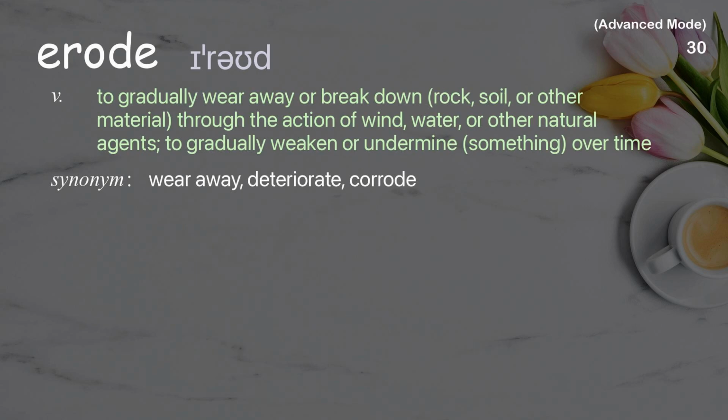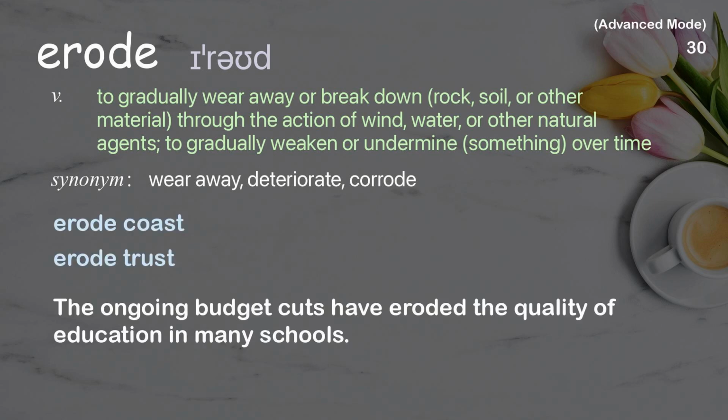Erode. To gradually wear away or break down rock, soil, or other material through the action of wind, water, or other natural agents, to gradually weaken or undermine something over time. Examples: Erode coast. Erode trust. The ongoing budget cuts have eroded the quality of education in many schools.